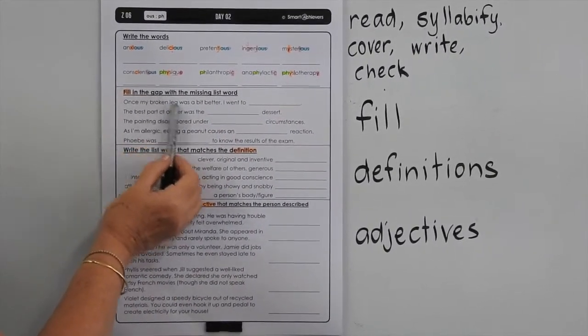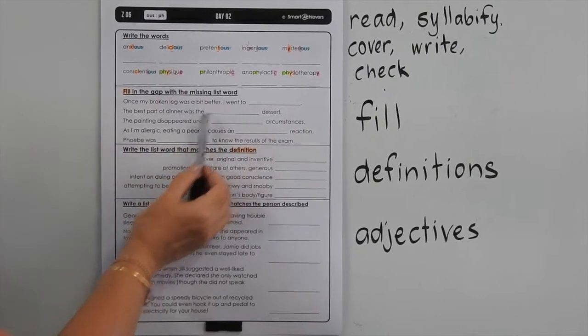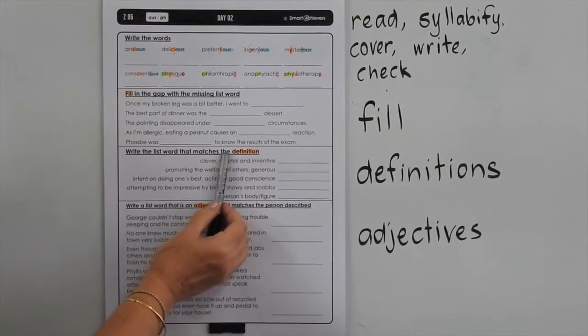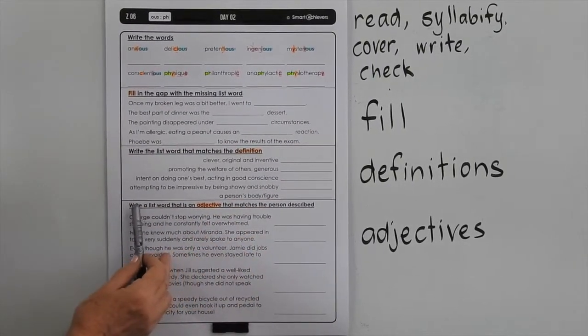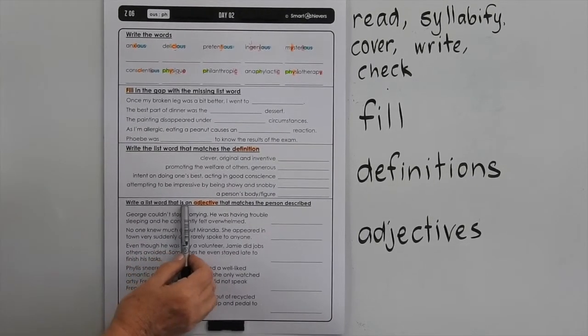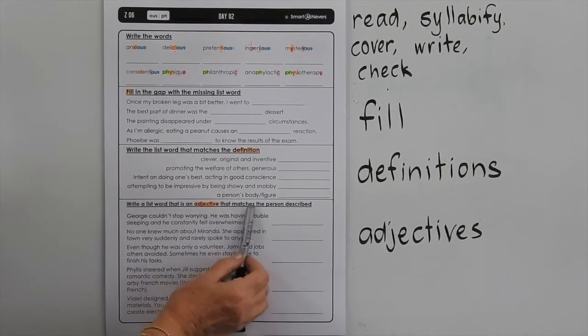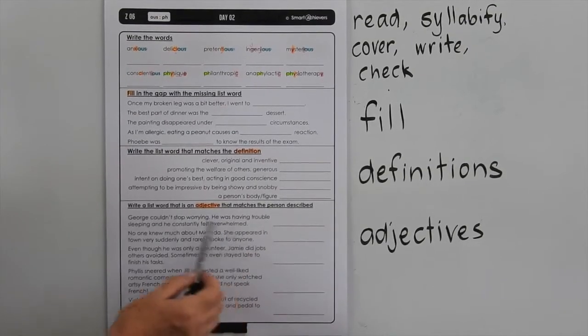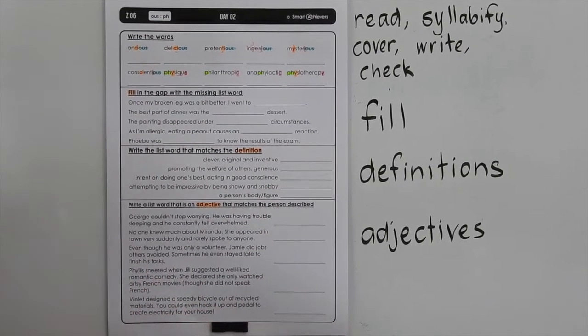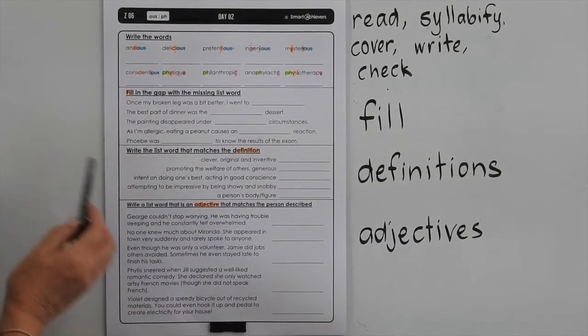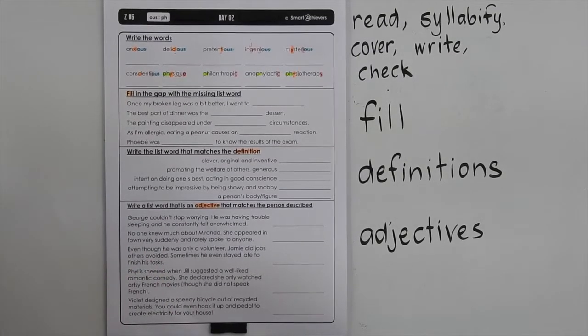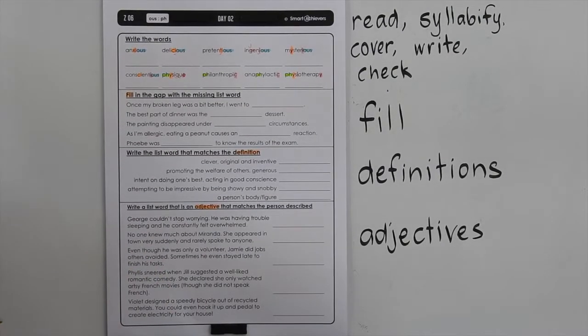So in this section here, we want you to fill in the gap with the missing list word, write the list word that matches the definition. And now here you have to write a list word that is an adjective that matches the person described. So think carefully about this and maybe discuss it within your group. And don't forget to mark your answers off the marking code on the website when you finish.